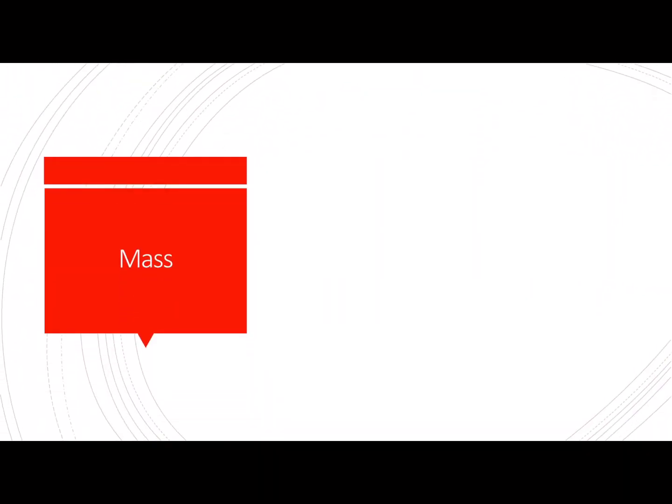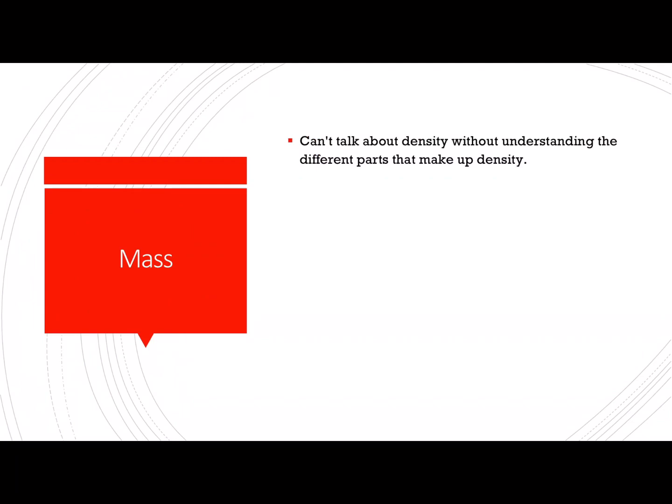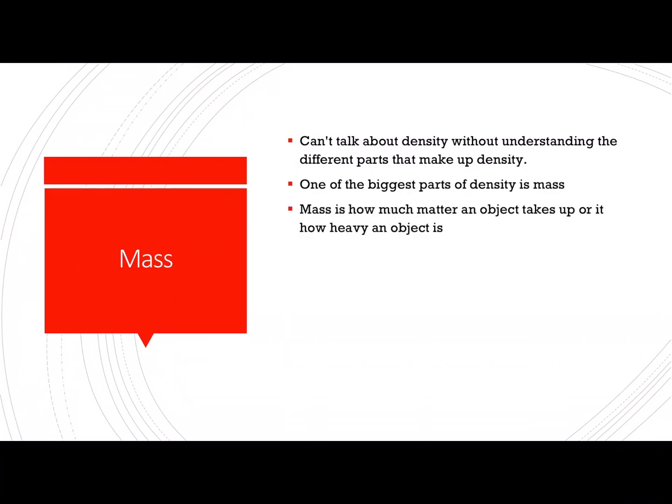As we move on, we're going to talk about mass, which is an important part of density, and you can't talk about density without understanding the different parts that make up density. Mass is one of the biggest parts of density. Mass is how much matter an object takes up, or in simpler terms, how heavy an object may be.